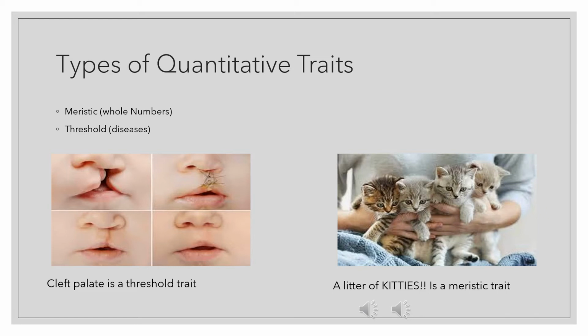Cleft palate, for example, is a birth defect caused by multiple factors. A little bit genetic, a little bit environmental, depending on what the mother was exposed to while she was pregnant, like smoking or certain medications or having diabetes before conceiving. Those are factors that can affect whether or not a child will be born with a cleft palate.